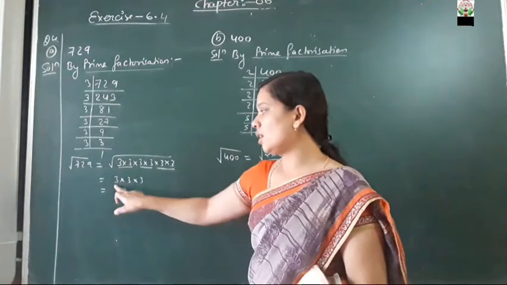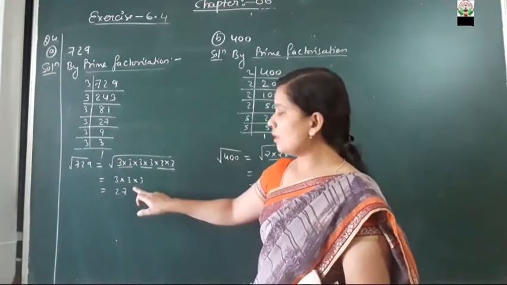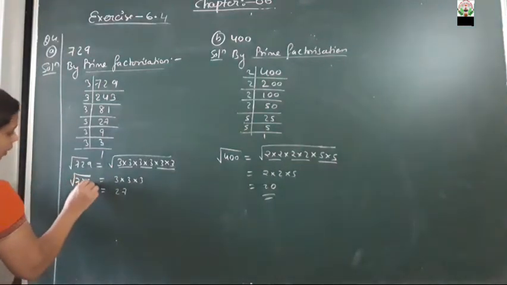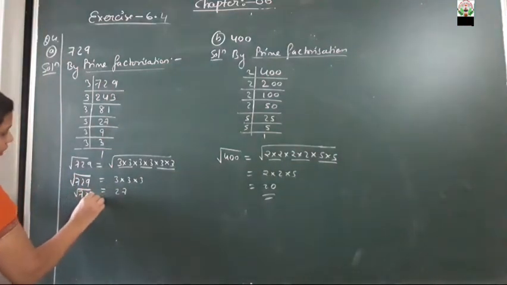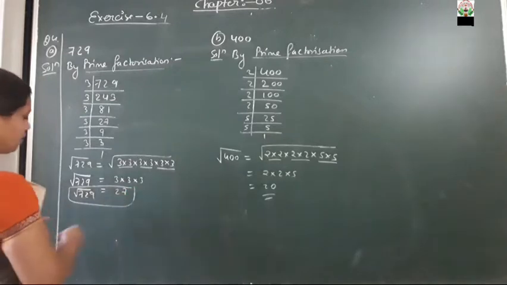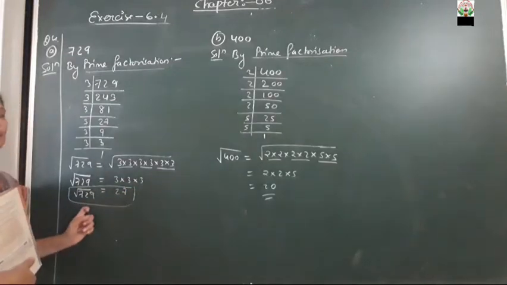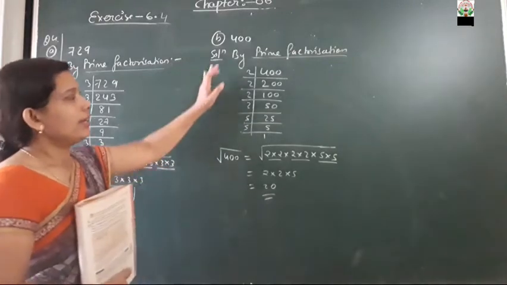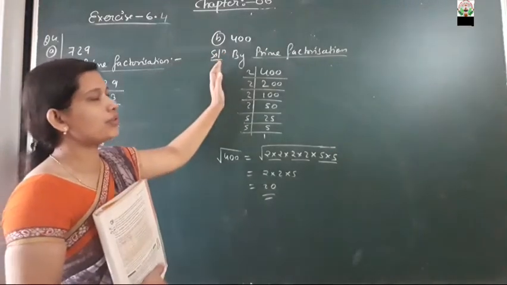So 3 into 3 is 9, 9 into 3 is 27. Hence we can say that the square root of 729 is 27. Clear everyone? In the same way, in part B we can see that here also we have to find the square root of the number 400.